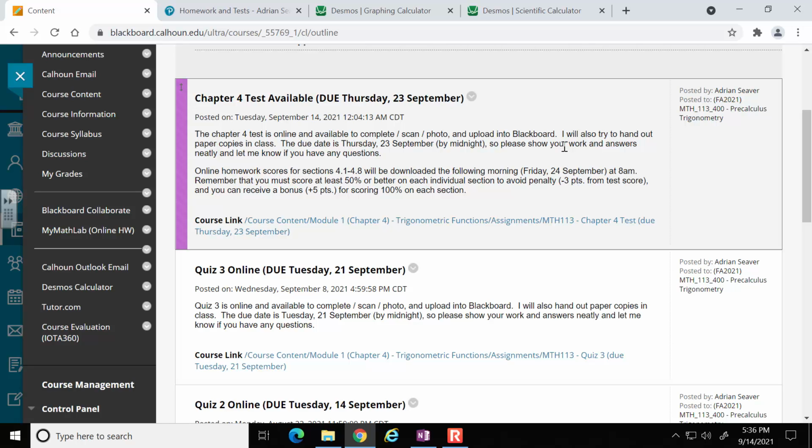Now, that being said, next Friday morning is when I will download homework scores. So for 4.1 through 4.8, I will download all those homework scores next Friday, and you need to have a 50% or better on each individual section, or you will get -3 points on your test grade. Okay? I'm still going to download all the homework scores at the end of the semester, but this just gives you an opportunity for bonus. If you get 100% on each of those sections, you get +5 points on your test grade. So I will download those scores next Friday morning. Make sure you're keeping up with those homework sections if you want that bonus and don't want to get deducted.